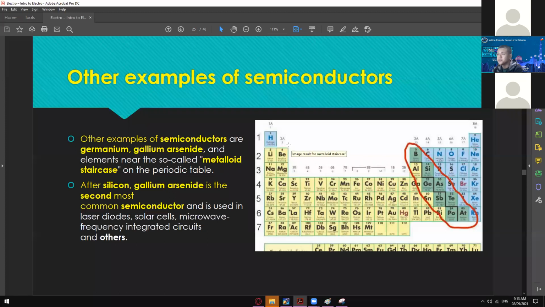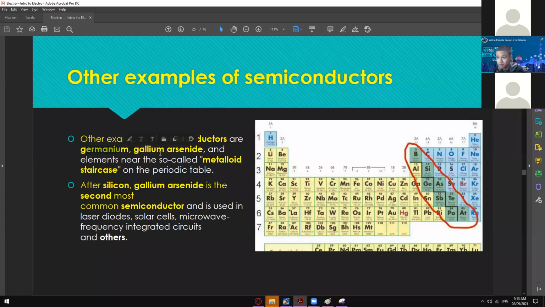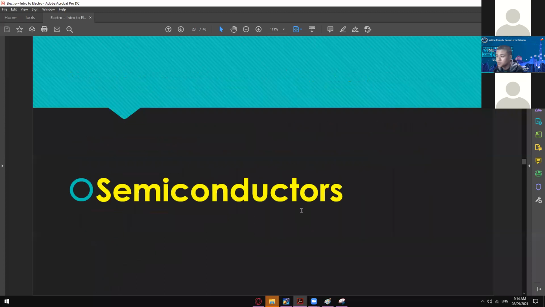Here are other examples of semiconductors. Aside from silicon, we also have germanium, just like I mentioned a while ago, and gallium arsenide. They are elements near the so-called metalloid staircase, which is right here, the light green ones. We have boron, silicon, germanium, arsenic, antimony, and I don't know the other three. But all of those are semiconductors. It's just that they fall under the semiconductor category. Close enough. But silicon is the most perfect semiconductor.